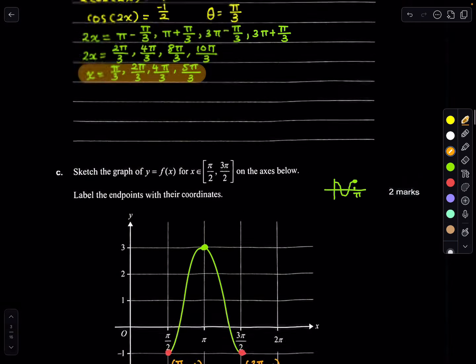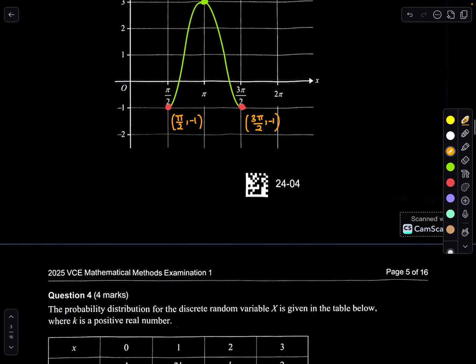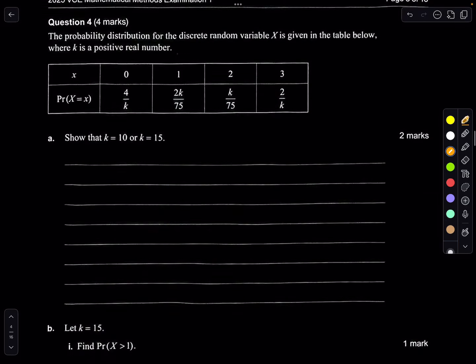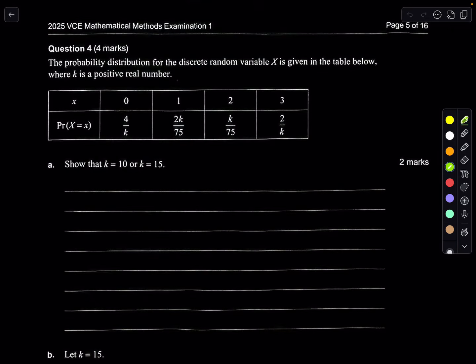Very nice, easy question there. Beautiful. Alright, so let's go down to the next question. Question 4. The probability distribution for a discrete random variable x is given in a table below where k is a positive real number. Show that k equals 10 or k equals 15. Very, very easy. A typical VCAA question here.